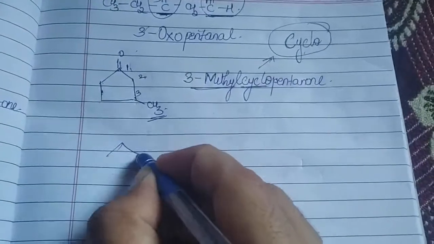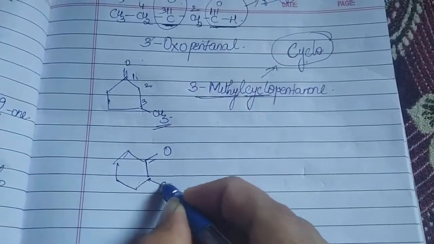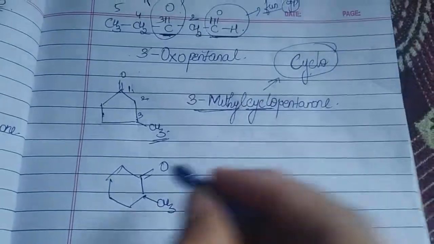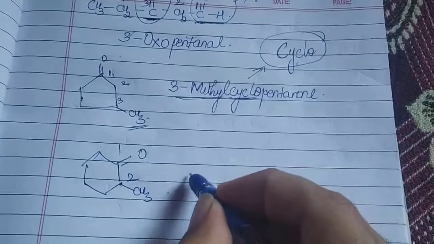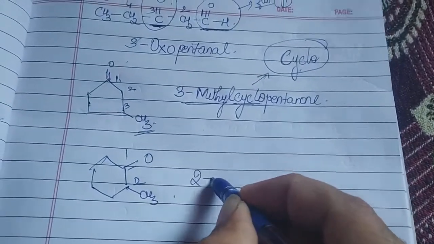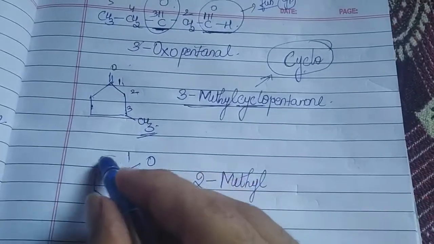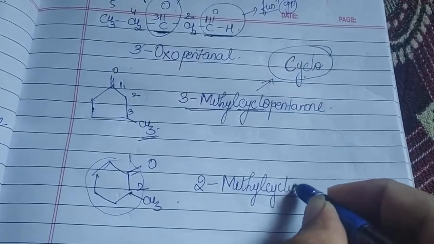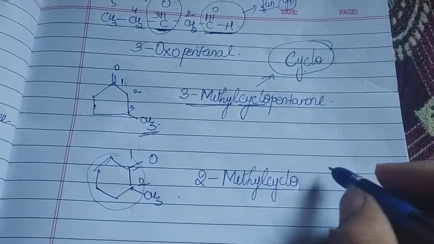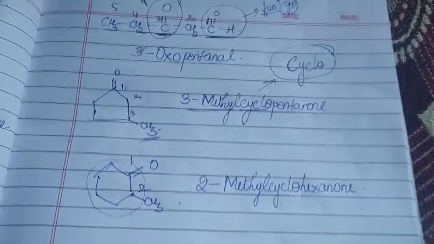So let us now take one more structure. Let us take it like this, CH3. So what are you going to do? Of course, now 1, 2. First you write the primary prefix, 2 hyphen methyl. Next, the secondary prefix. What is that? A cyclic ring is there, so it is cyclo. 2-methylcyclohexanone. Hexanone.